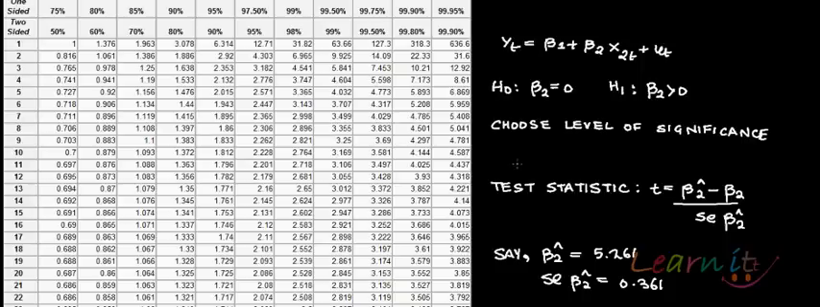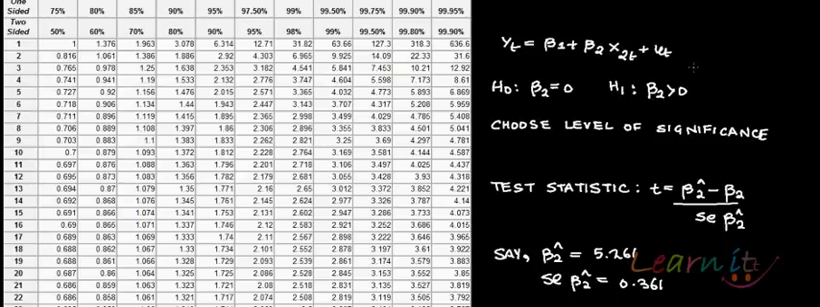Well, this is an example of a one-tailed t-test. In this test, we have a simple linear regression model here, and we want to test the hypothesis whether this beta 2 is significantly positive or not. Okay, this is what we want to test.